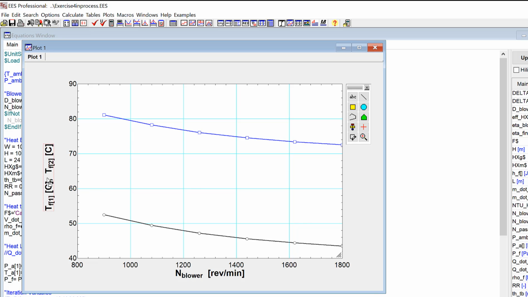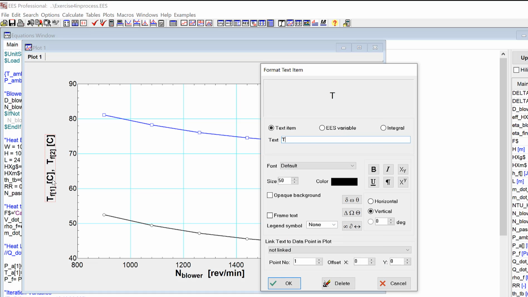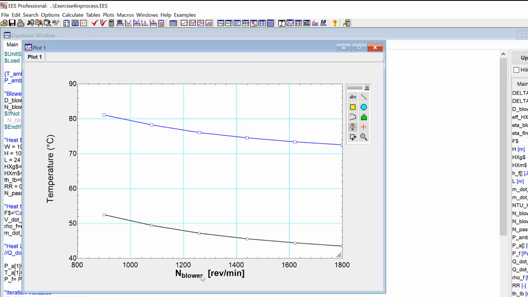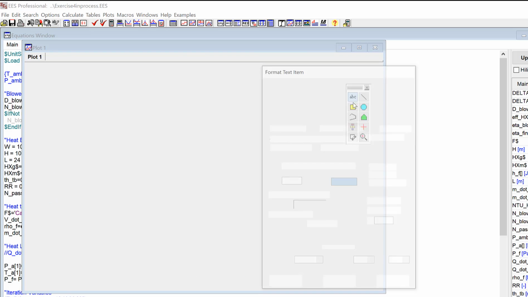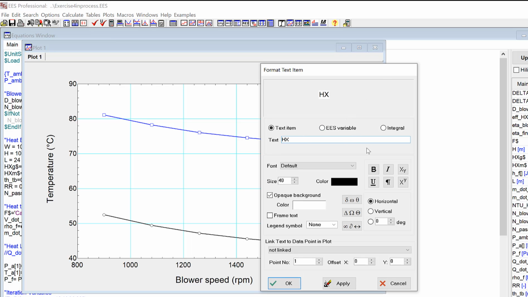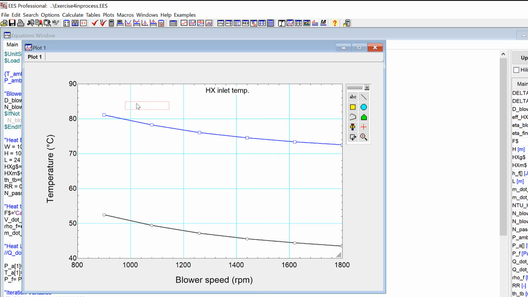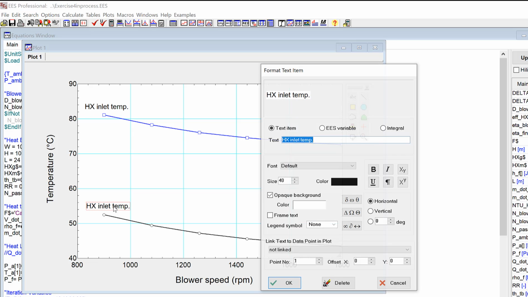So there's my parametric study outcome. So let's change this to temperature in degrees Celsius. And this is the blower speed in RPM. And I guess it's obvious, but we'll put this in anyway. Heat exchanger inlet temperature is the top one. And then heat exchanger exit temperature is the bottom.